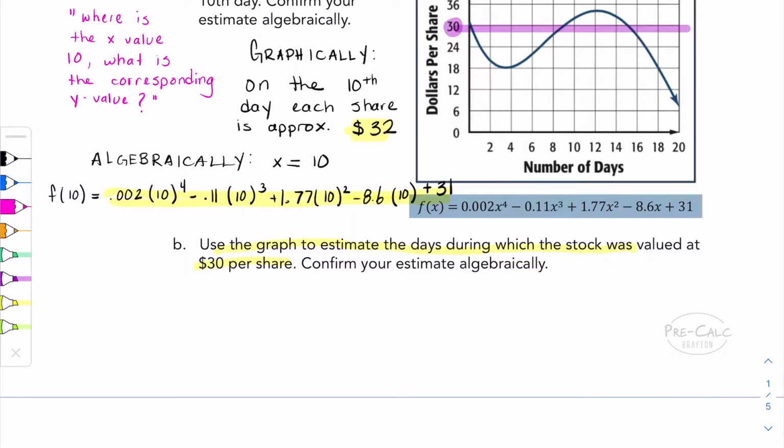And I would say it happens right here. So at day 0. Happens again right here, which is at approximately day 9. And again right here, which is at approximately day 15. So I just talked about what the answers are going to look like. You guys should write those down, confirm this algebraically. You need to confirm all 3 of those algebraically, and check your work on my website on the answer key.